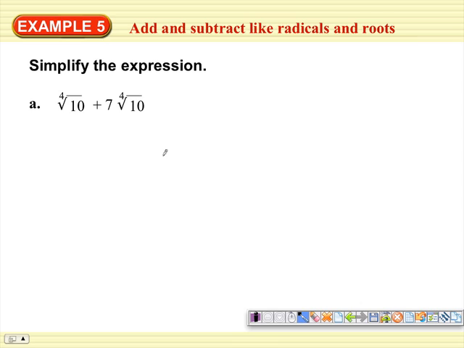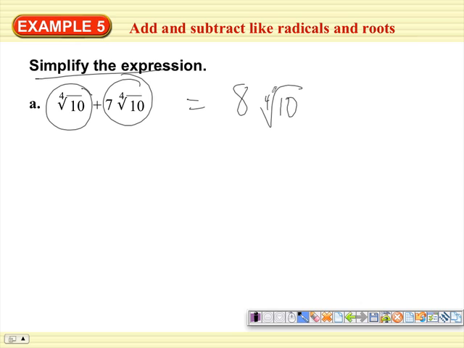Alright, example 5. Just adding and subtracting, basically; it'll get harder later. What is the 4th root of 10 plus 7 4th roots of 10? It's not as hard as you think it is. 8 4th roots of 10. That's like x plus 7x, 8x, right? 8 4th roots of 10.